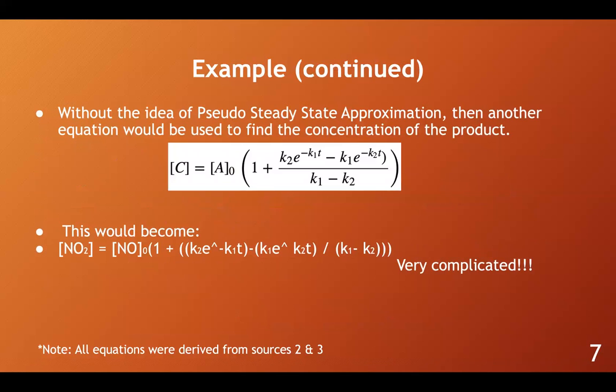So to continue on the idea, we can go back and state that without this simplification of the PSSA, finding the concentration of the products would be very complicated using this equation, which is something that we don't really want to do. Like I said, this would be the expression to find the concentration of the products. So it's just very complicated, and it takes a long time. Again, all the equations were derived from sources 3 and 2.